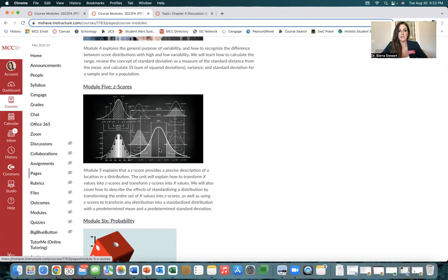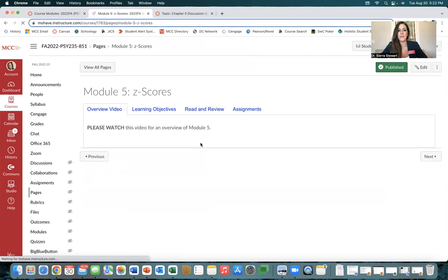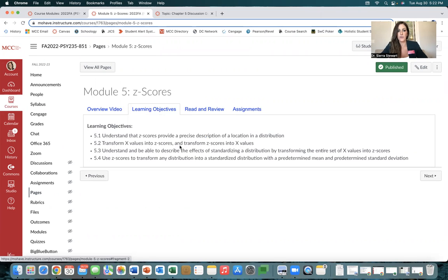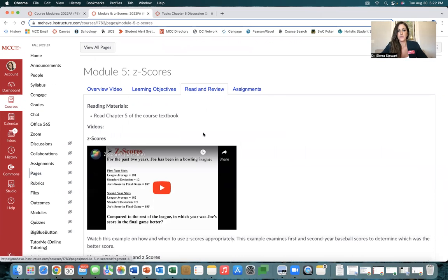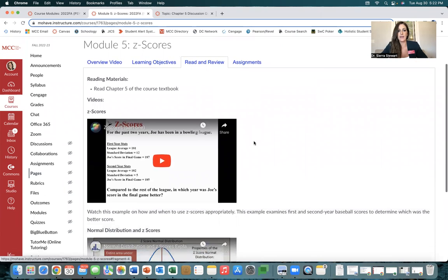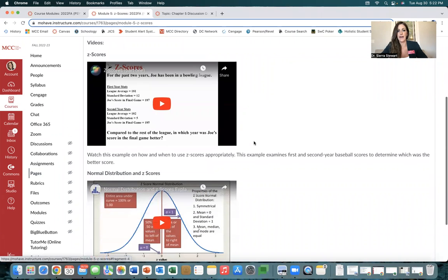Hopefully this is an easier topic after we get into it, and you'll understand the importance of using z-scores in terms of calculating and analyzing data. Go over your learning objectives, of course, and then your reading review. Make sure you read chapter 5 and go over a couple of the videos that I have in here.